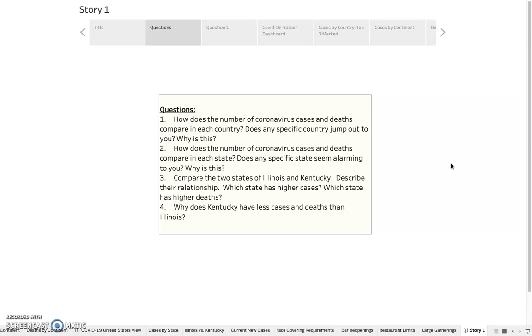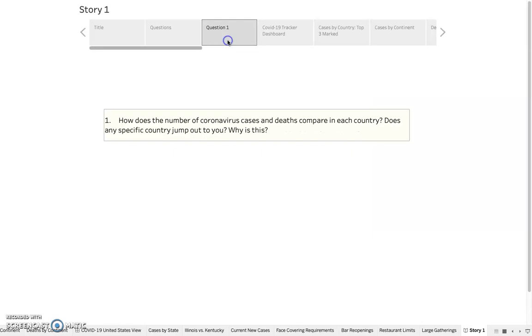Why does Kentucky have fewer cases and deaths than Illinois? The reason I chose specifically Kentucky and Illinois is because I have friends at school who are from Illinois, and I'm from Kentucky myself. We have found ourselves talking about the coronavirus and how their state's doing it versus ours. And also, we're border states. So I figured I might dig into that and see if Tableau could, with the data, give us more insight as to why their cases and deaths are the way they are versus ours.